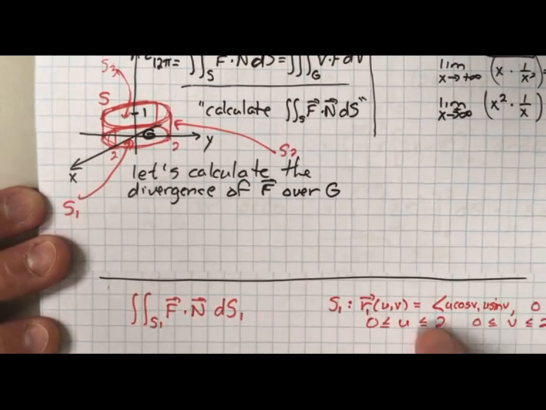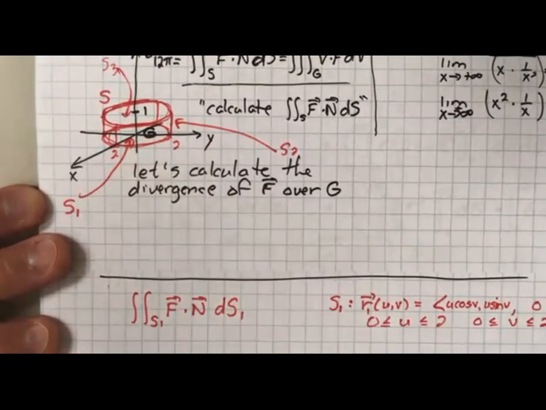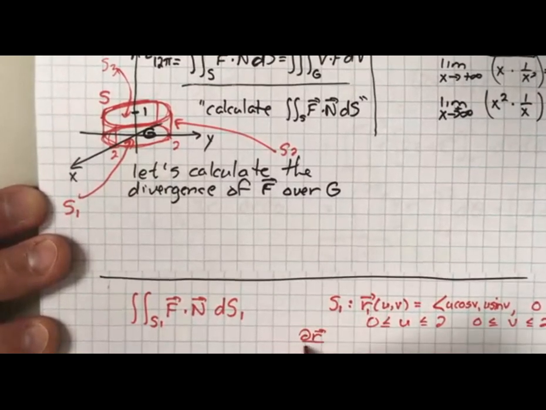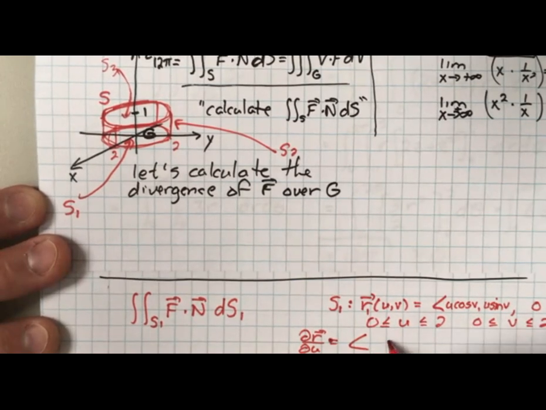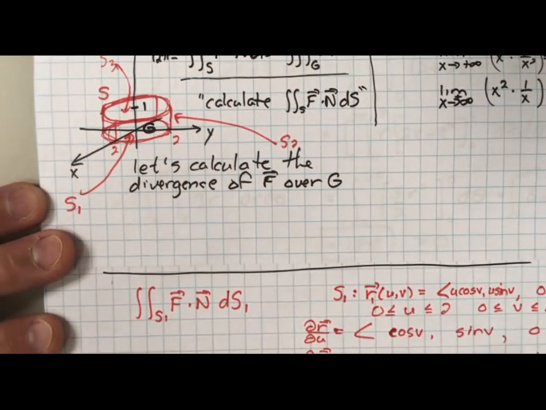So let's say you selected a simple polar description of this lower plate, this bottom of the jar, this bottom of the wheel of cheese, and you calculated partial r, partial u, and partial r, partial v, and then their cross product. So partial r, partial u is not complicated: cosine v, sine v, 0. Partial r, partial v: minus u sine v, u cos v, and 0 again. And let's look at partial r, partial u cross partial r, partial v. Cross product can't be too bad with a column of zeros right here.